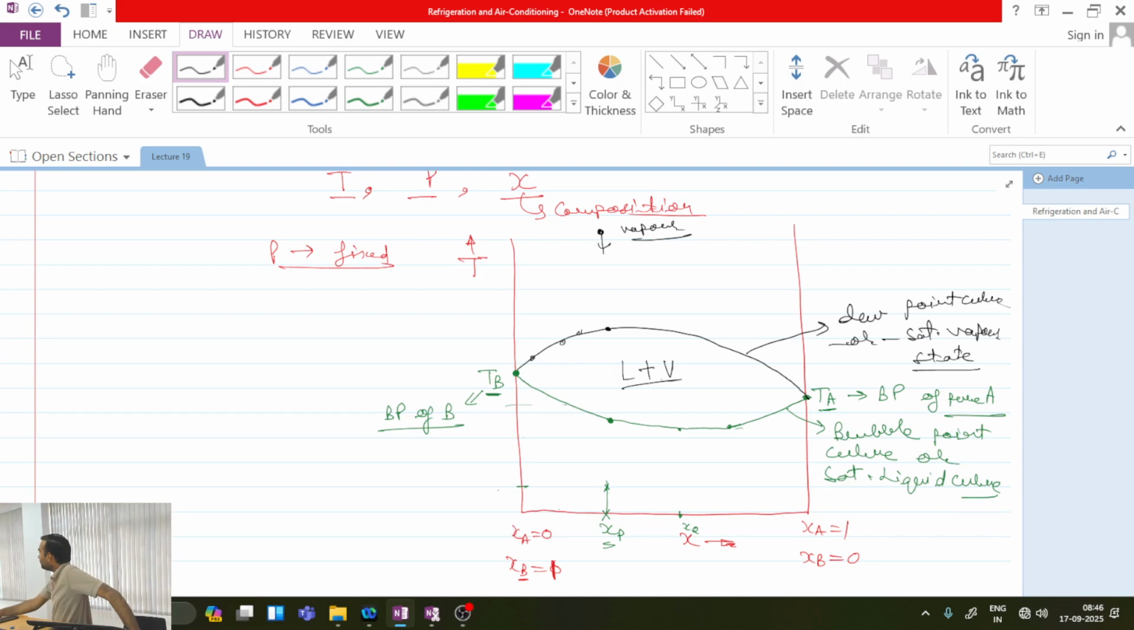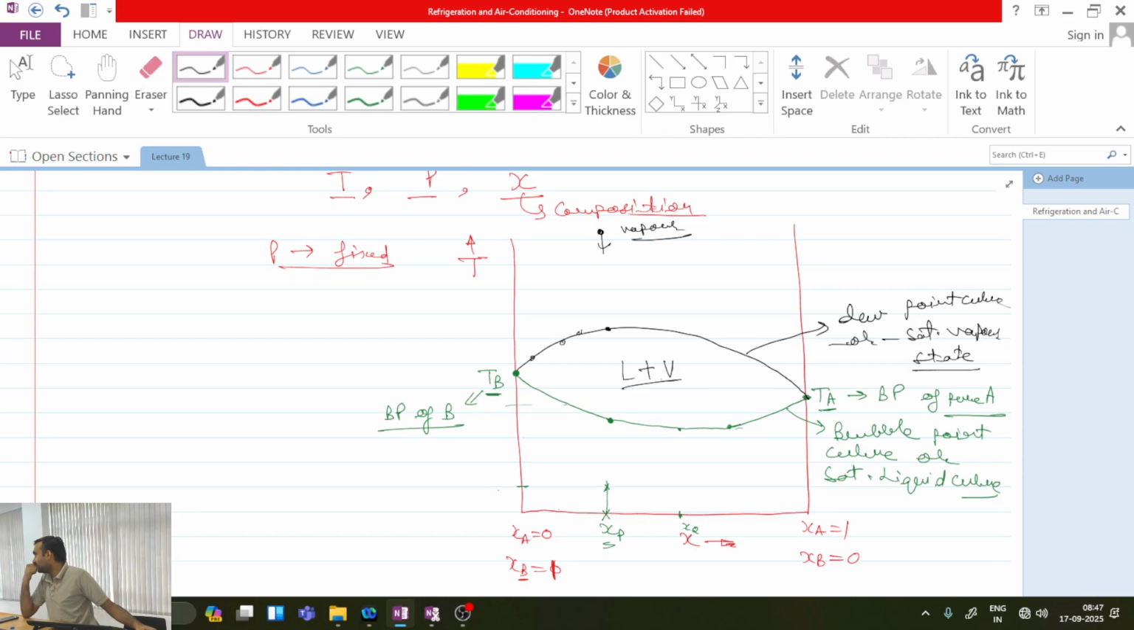Okay, is this point clear? We all know for water, what is the boiling point at atmospheric pressure? 100 degrees Celsius. What is the dew point? When condensation of water vapor starts, 100 degrees Celsius. So it means for a pure substance, boiling point and dew point happen at the same temperature.